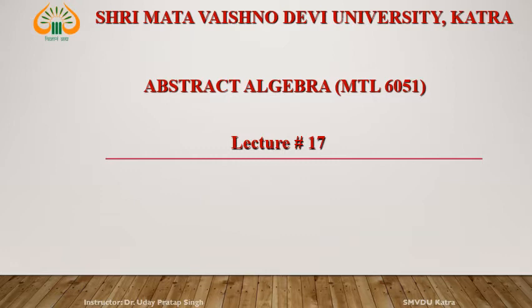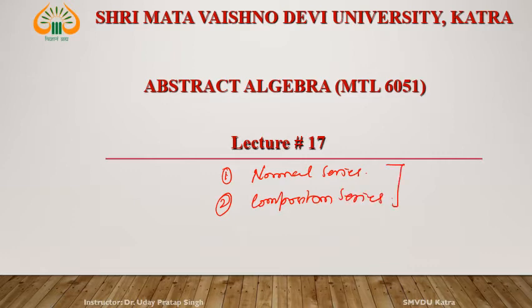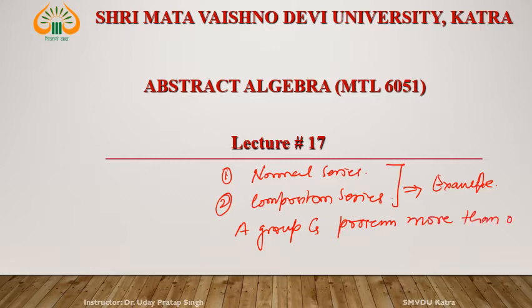In the previous lecture, we already discussed the normal series of a group, the composition series of a group, and examples related to normal series and composition series. And at last we discussed a group G that possesses more than one composition series.